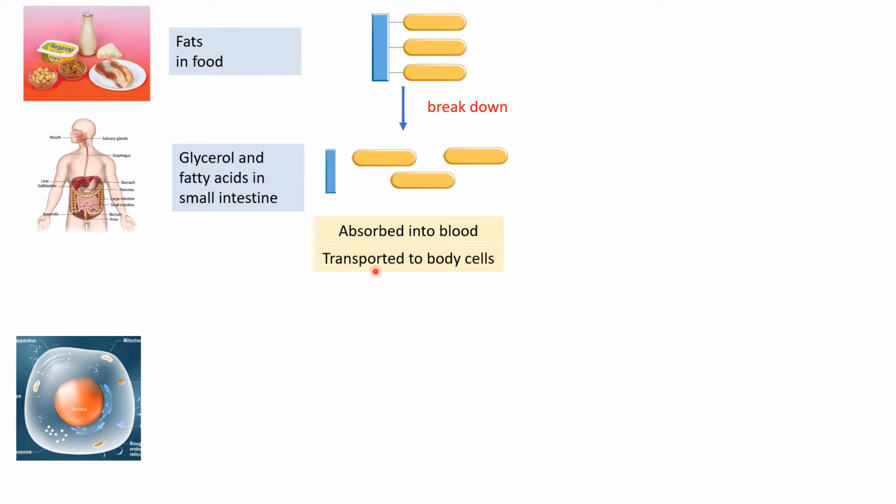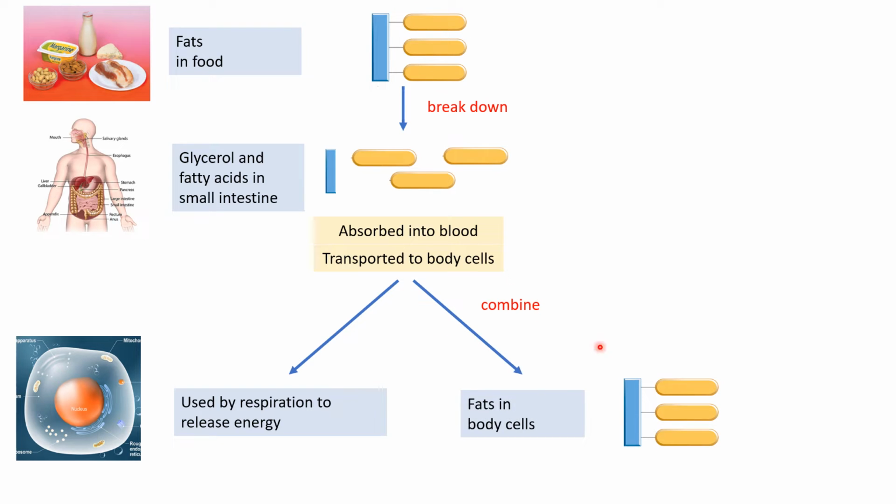Once they enter the body cells, again, there are different possible outcomes. Fats, like carbohydrates, are an energy source, so that's why they can be used by respiration to release energy again. This part would be similar to carbohydrates. Well, when it is in excess, again, the concept is the same. The body cell may combine them back into the large form, that is the fats in this case, and store it in the body cells.